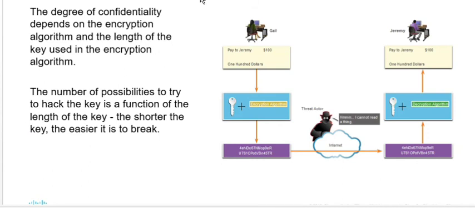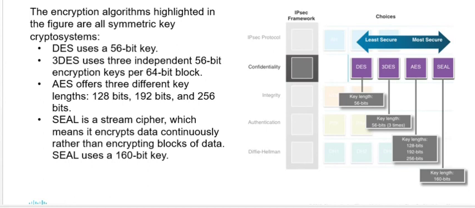The degree of confidentiality depends on the encryption algorithm and the length of the key used in the algorithm. So the number of possibilities to try to hack the key is a function of the length of the key. The shorter the key, the easier it is to break. So if we're using DES and a 56-bit key versus AES and a 2048-bit key, there's a big difference in the time required to get into the hashes.